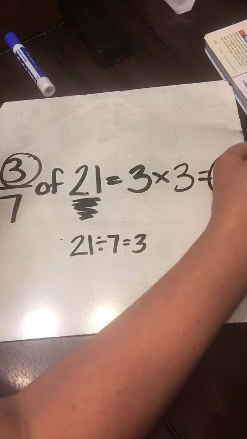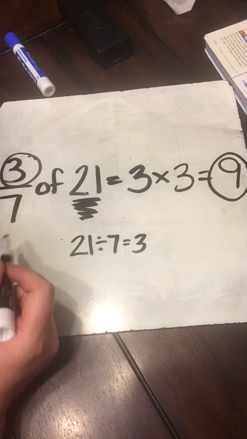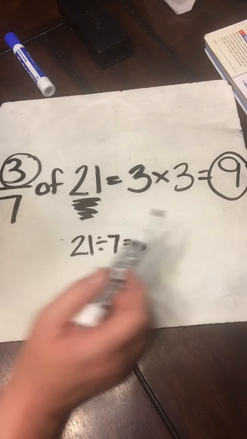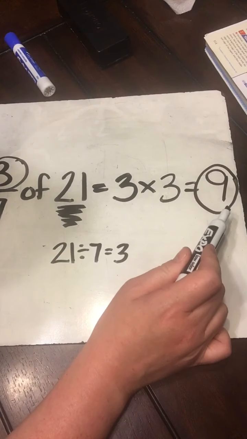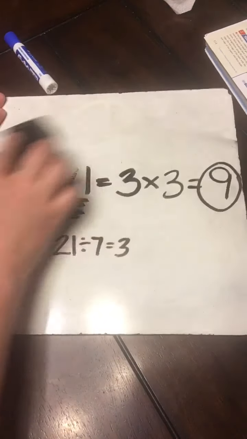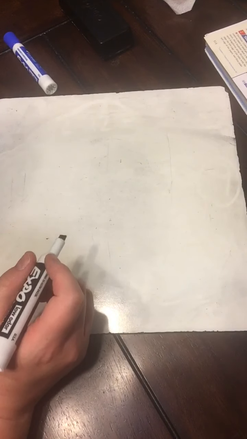So if I were to buy 3/7 of the 21 apples that were at the grocery store, I would only end up getting 9 of those apples. Okay, that's what that means. I'm going to show you one more example, and then I'm going to tell you if you guys get confused, you call Mrs. Kemp or myself tomorrow.